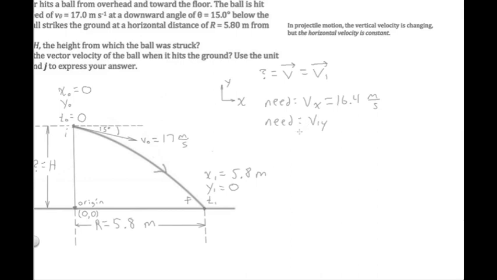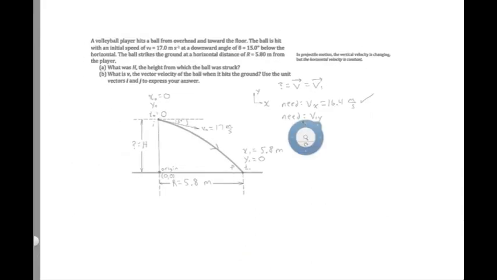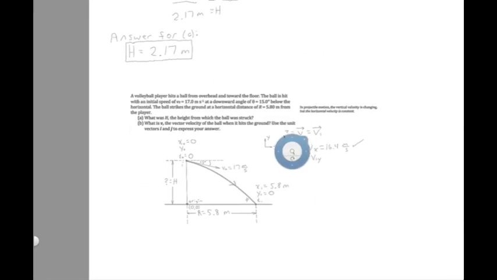We need to know Vx to answer this problem, but we actually already have that. We already knew Vx, 16.4 meters per second. So all we're going to have to figure out here is the vertical velocity at time 1. So notice what we did here. Where did this number come from? This number is the horizontal velocity at time 0. 16.4 meters per second is the horizontal velocity at time 0.